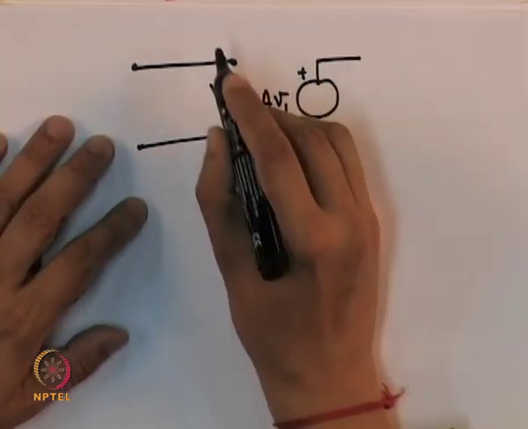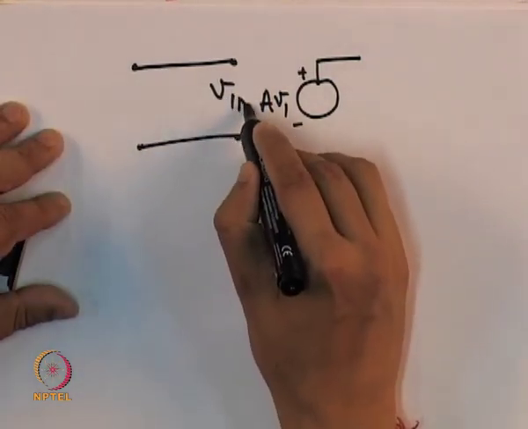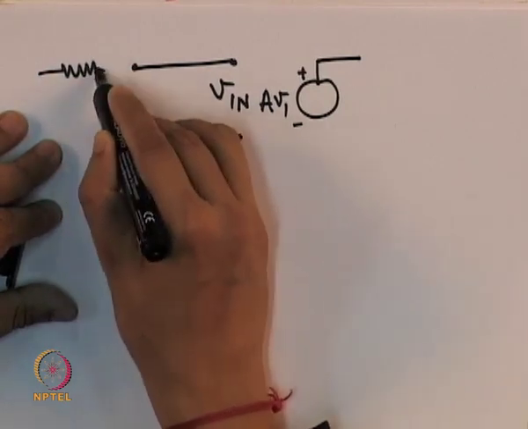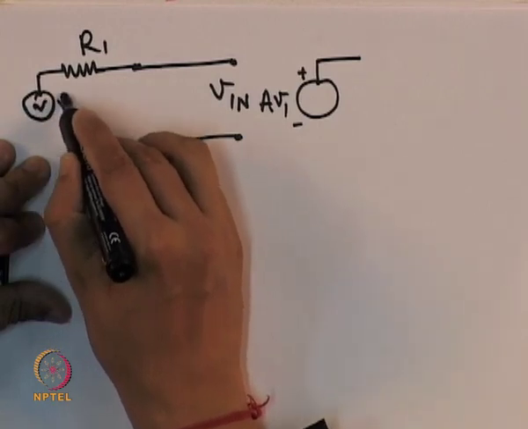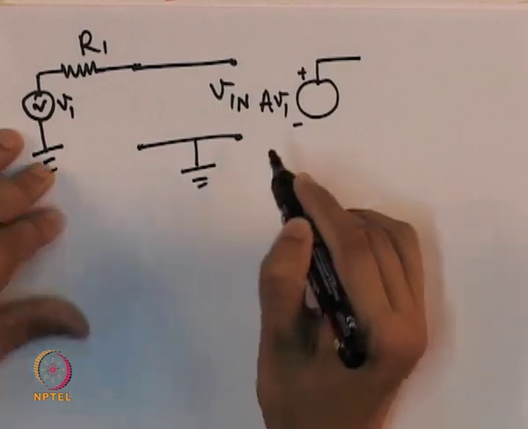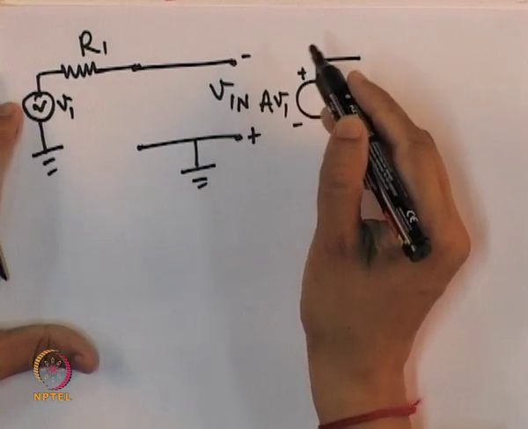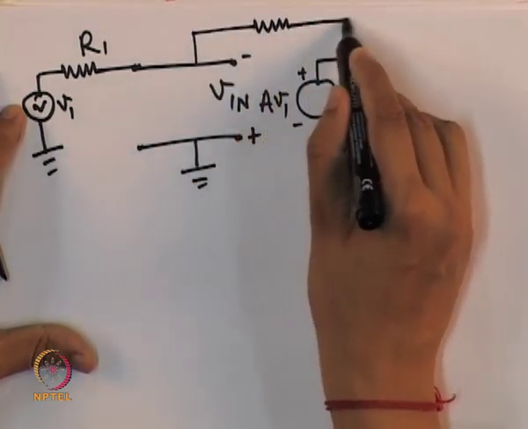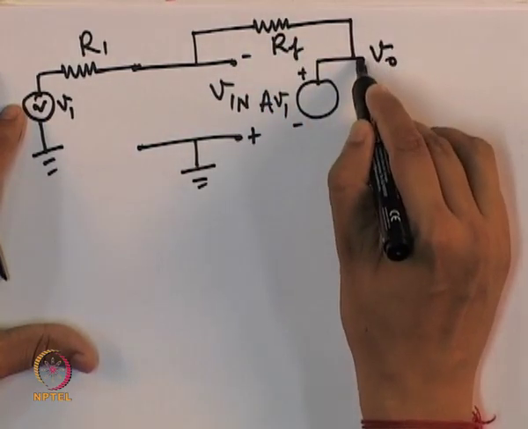Okay. Now, here, or say it is V in. Now, here we have connected a resistance R1. This terminal, the non-inverting terminal, is grounded, and between these two terminals we have our RF. So, this is the VO terminal.